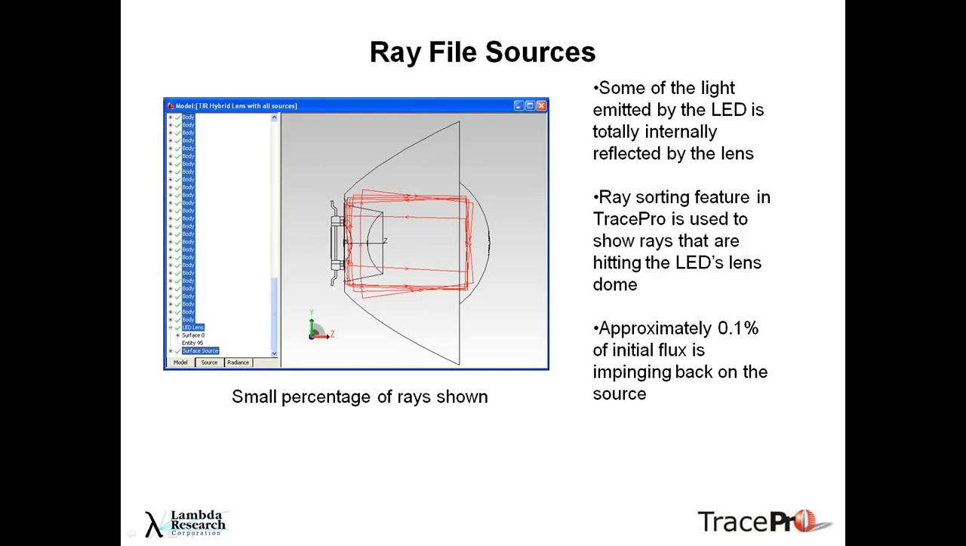And here's what I was mentioning. As I mentioned, there's no structure associated with the ray files, no geometry. So to demonstrate the point here, I inserted the CAD model of this LED along with the ray file. Some of the rays emitted from this file source are TIR, totally internally reflected by the lens, and they actually hit back on the source. I used the ray sorting features in TracePro to show the rays hitting this surface of the LED. In this case, about 0.1% of the initial flux is impinging back on the source.